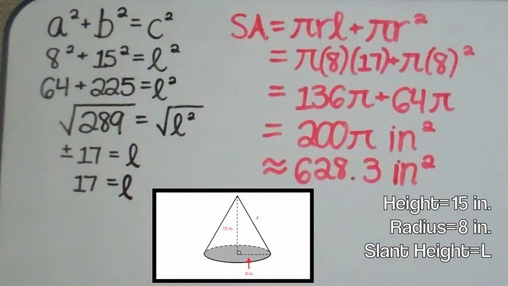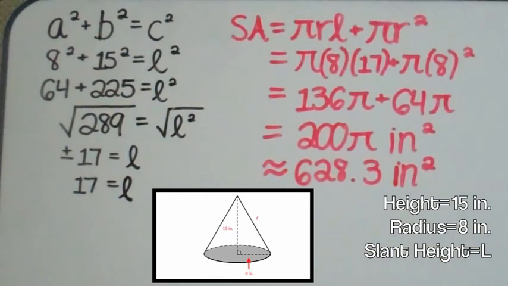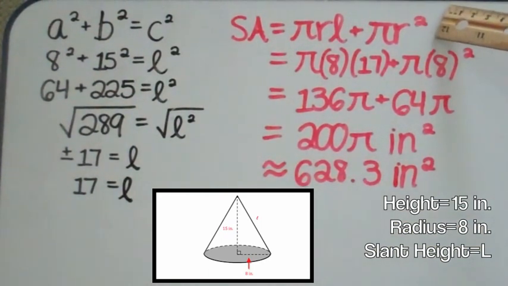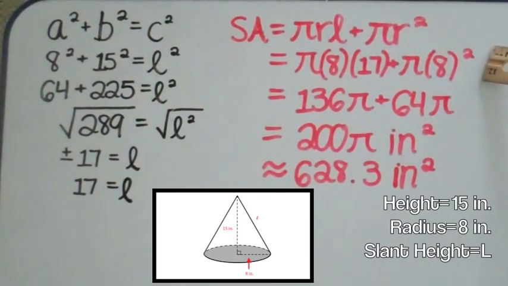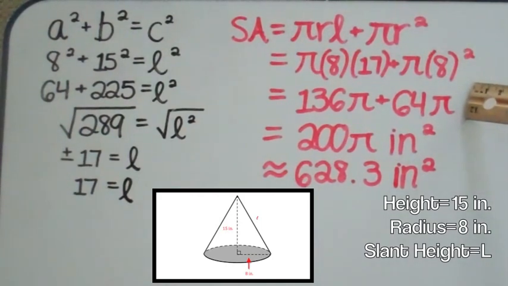The second part of solving this problem is plugging in the correct values for the surface area equation. As previously mentioned, the surface area equation of a right cone is pi times radius times slant height plus pi times radius squared. Substitute in corresponding values, and you should be left with pi times 8 times 17 plus pi times 8 squared. Multiply the values, and your equation will now be 136 times pi plus 64 times pi.